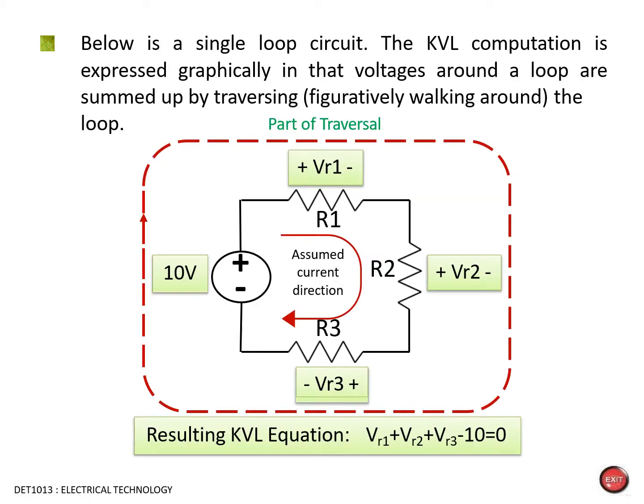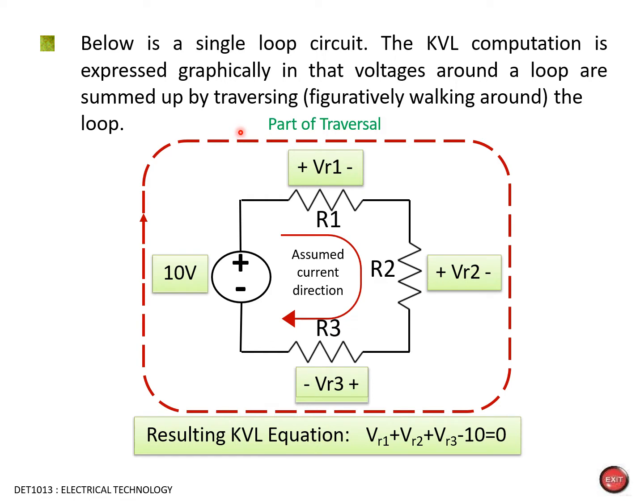Here there is a circuit which contains a single loop, meaning a closed circuit which is only one closed circuit. Later on you will be learning about complex circuits, whereas this one is a simple single closed loop circuit. For this circuit, the KVL computation, that is Kirchhoff's voltage law calculation, can be expressed graphically in that voltages around a loop are summed up by traversing around the loop.